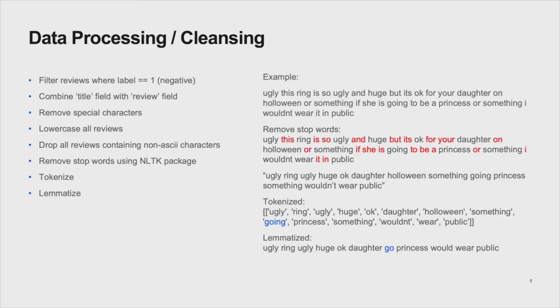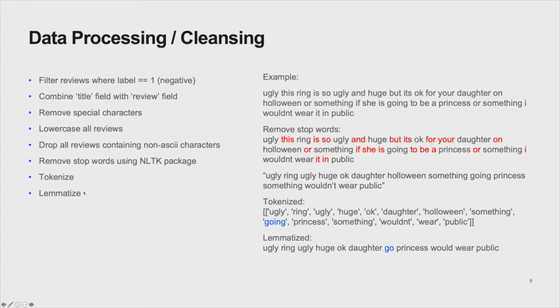Now let's take a look at the steps of data cleansing. These are some of the techniques that I have applied to the data before the topic modeling training. First, I filtered the reviews to negative reviews, and then I combined the title and the review text into a single column. Then the standard procedures such as removing special characters, lowercasing everything, removing non-ASCII characters, and so on were also applied. I also removed English stopwords using the Python Natural Language Toolkit before eventually tokenizing and lemmatizing all of the reviews.